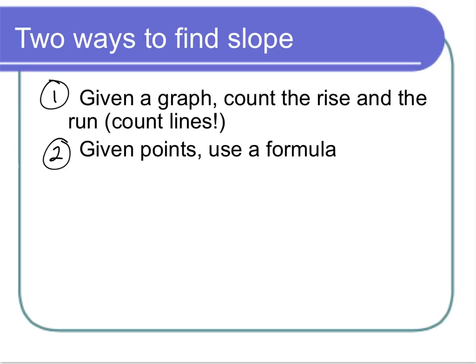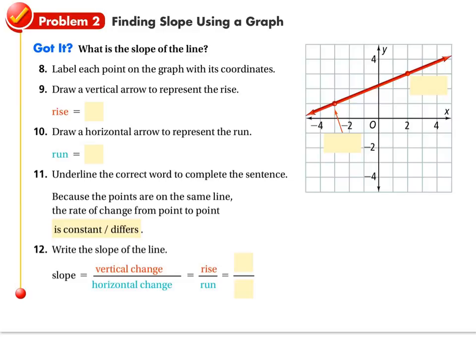There are two ways to find the slope. If you're given a graph, you can count the rise and the run. Well, actually count the lines, not the spaces. And if you're given points, we have a formula you can use. Let's go through each of these methods. On this page, we're going to find the slope using this graph. We will start by labeling each point on the graph with its coordinates.